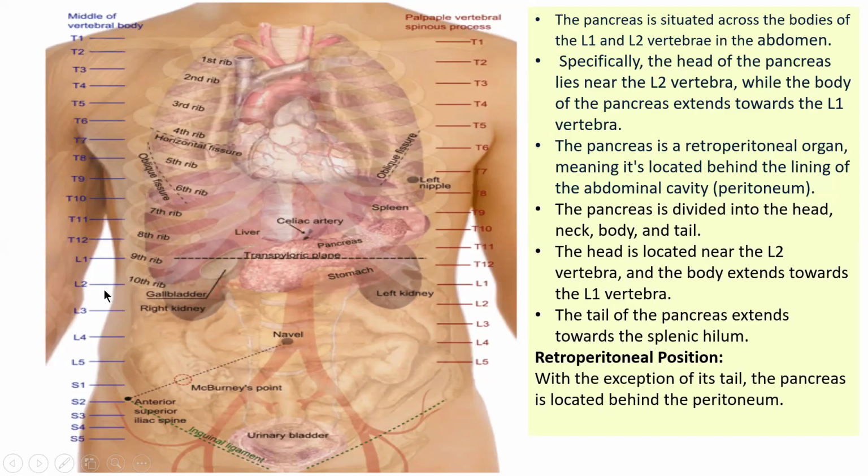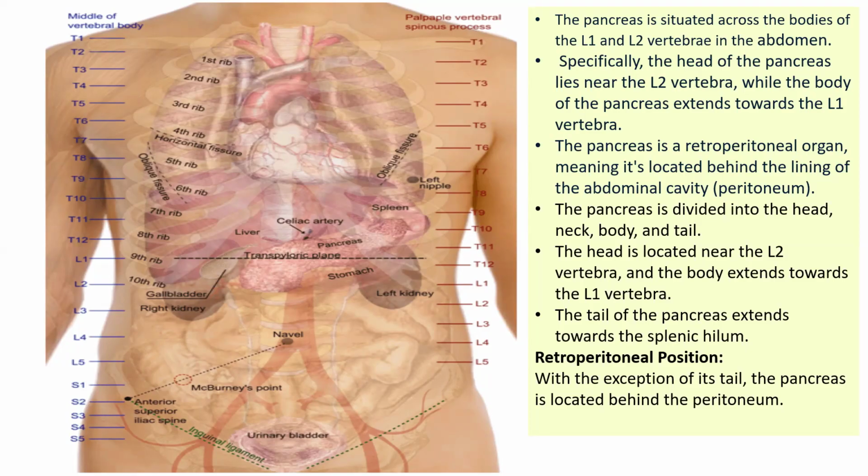The pancreas is present between L1 and L2 in this image. The pancreas is present between the L1 and L2 vertebrae within the body, and extends towards the L1 vertebra. So the pancreas is present below the peritoneum, below your abdominal lining. So it is called a retroperitoneal organ. It means it is located behind the lining of the abdominal cavity, and the lining of the abdominal cavity is called the peritoneum.